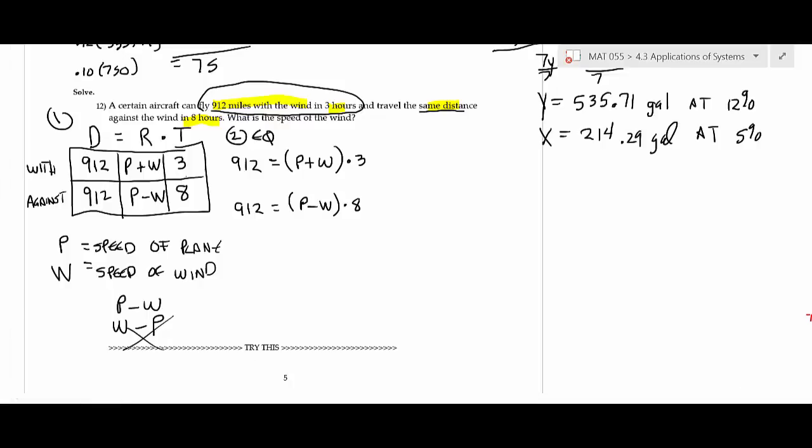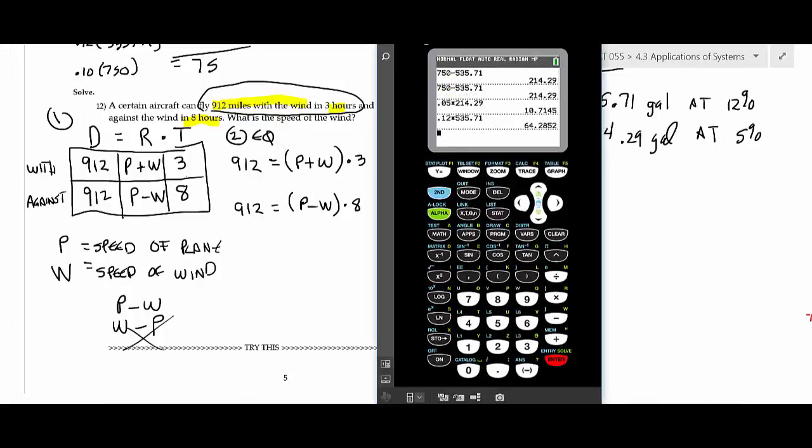Now, you've got 2 choices from here. The first choice is you could distribute and get 3P plus 3W equals 912. That's good. You can do it that way if you want to. 8P minus 8W equals 912. Now, here's what I tell students to do, because this happens sometimes on these problems.